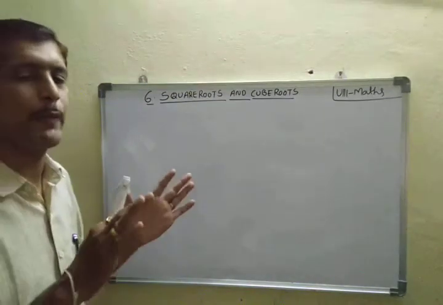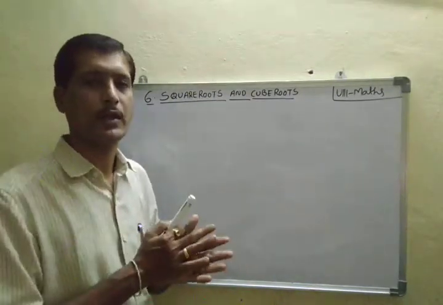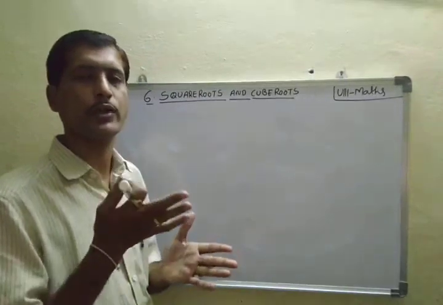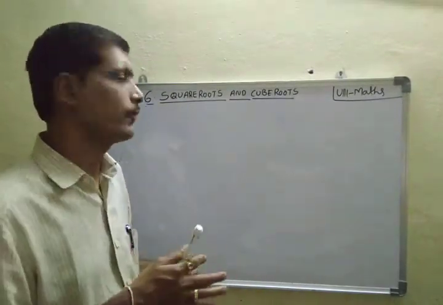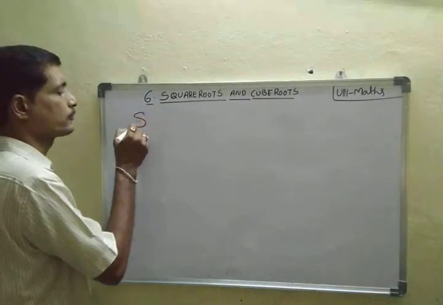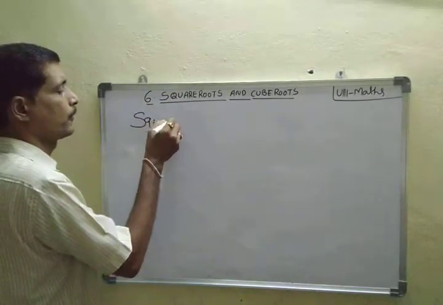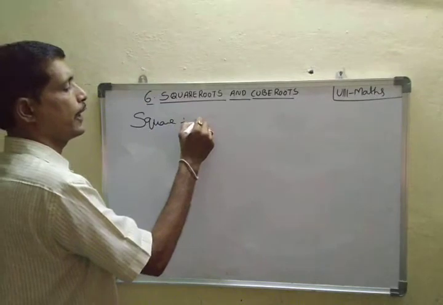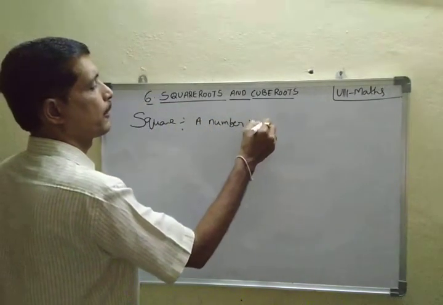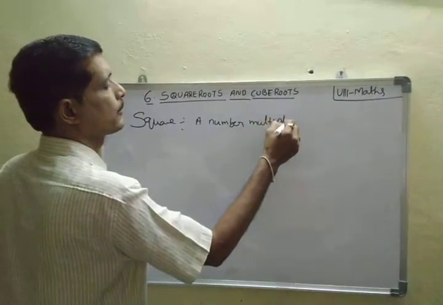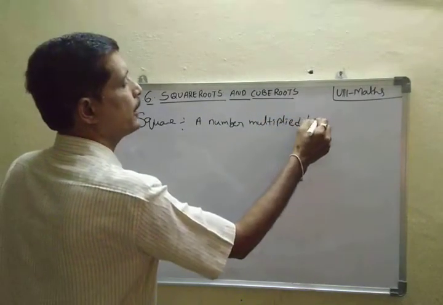Square means a number multiplied by itself. Suppose 2 into 2, that is equal to 4. 1 into 1, 1. 3 into 3. Therefore, here square means a number multiplied by itself only.